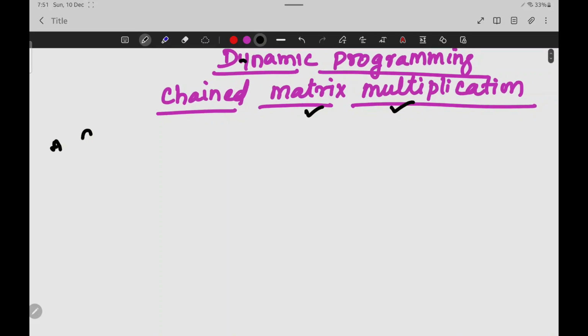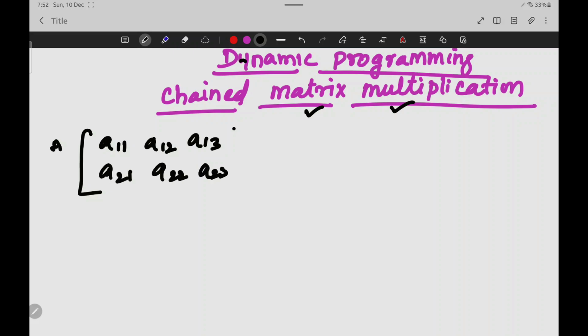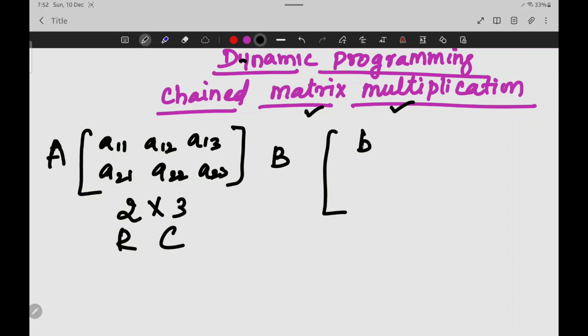We shall take an ordinary matrix. Consider matrix A, which contains 2 rows and 3 columns. Similarly, consider another matrix B, which contains 3 rows and 2 columns.